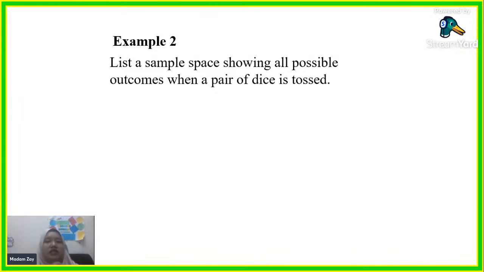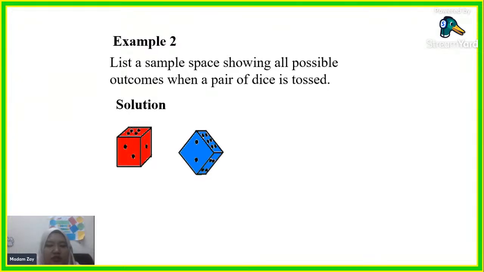Now, example 2. List a sample space showing all possible outcomes when a pair of dice is tossed. So we are throwing the dice two times. The first die has 1, 2, 3, 4, 5, 6, and the second die also has 1, 2, 3, 4, 5, and 6 outcomes. So how many combinations of pairings will there be? 6 by 6, it should be 36 observations.